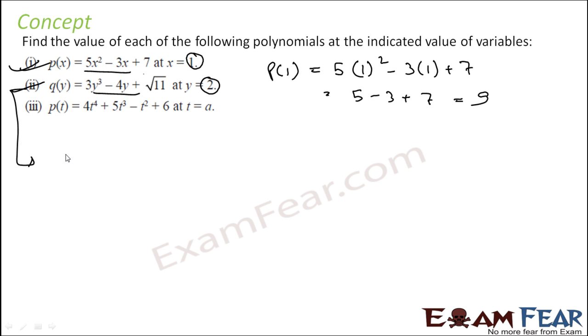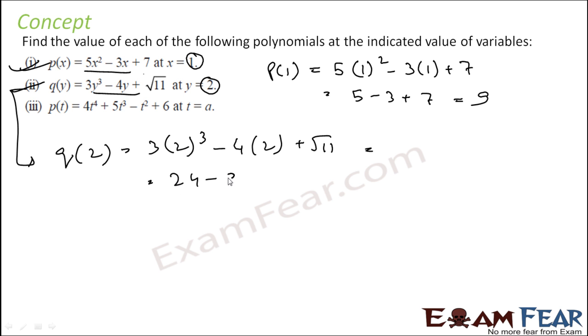Similarly, try to do for the second one. Q of 2 will be 3, y cube will become 2 cube, minus 4y will become 4 into 2 plus root 11. So we solve this, this becomes what? 2 into 2 into 2, 8, 8 into 3 is 24, minus 2 into 4 is 8 plus root 11, and that is nothing but 16 plus root 11. So that is the value of these polynomial at y is equal to 2.